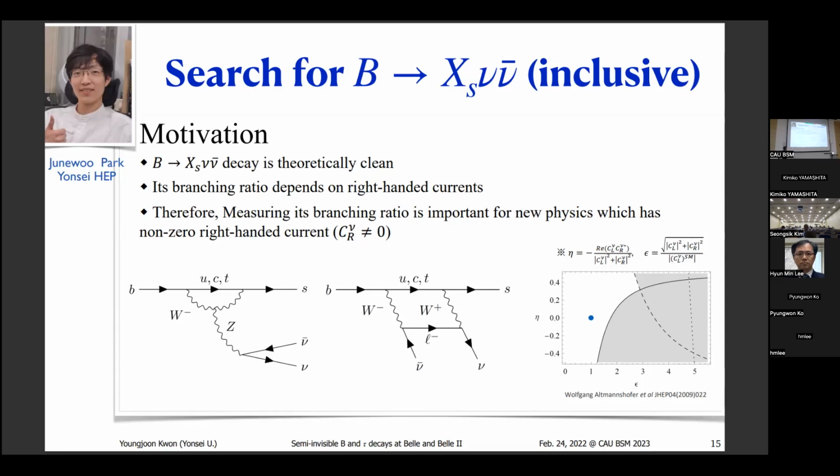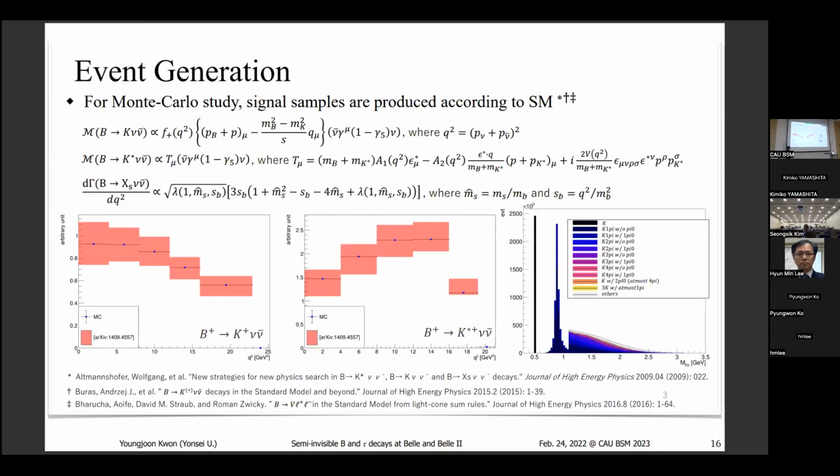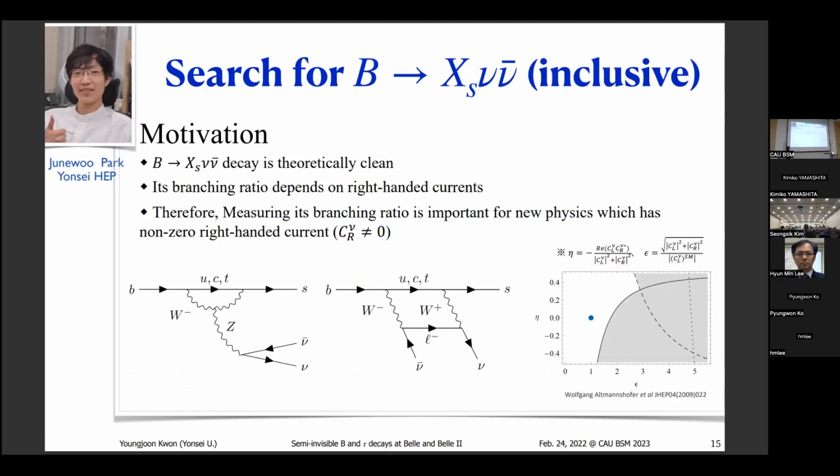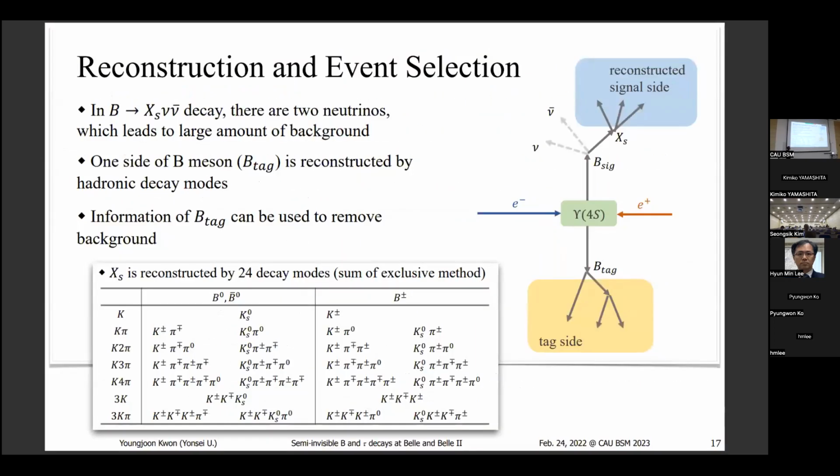His idea, well, it's not his idea, but the idea is that we apply the so-called sum of exclusive method. Basically what he is doing is an old idea that was applied in both the CLEO experiment and the Belle experiment, but it was never applied to B to X_s nu nu-bar. He examines very many different possibilities of X_s final states like K, K pi, K two pi, in all these final states. And for each of them, he tries to measure the corresponding X_s nu nu-bar.